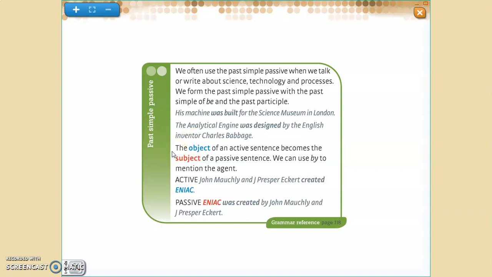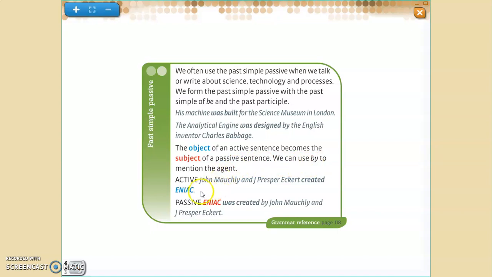Okay, so here, if you remember the difference between object and subject, right? The subject comes before the verb and the object comes after the verb. And you can ask the question, what? It says here, the object of an active sentence becomes the subject of a passive sentence. We can use by to mention the agent or the doer or the author.